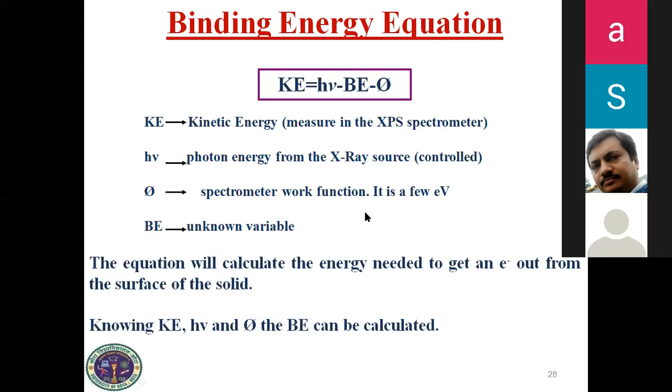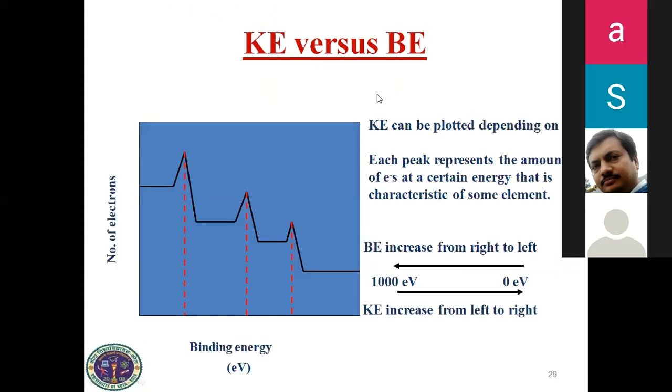This equation will calculate the energy needed to get an electron out from the surface of the solid. So knowing the kinetic energy, incident photon energy and spectrometer work function, we can determine the binding energy of the electron. And an XPS spectrum is a plot between electron intensity and binding energy, where peaks represent absorption at particular binding energies for the element's core levels. Small broad peaks after the core peaks can also be seen. These are known as Auger peaks.